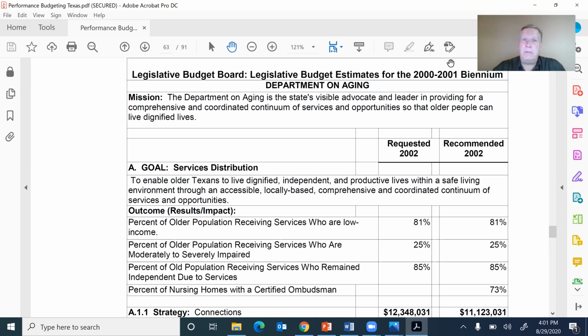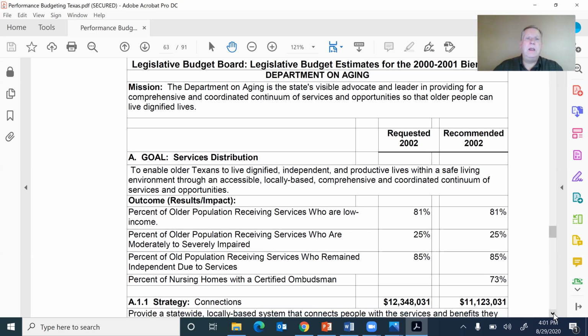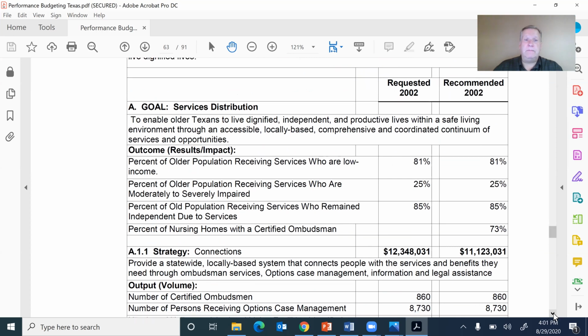Then here are the outcomes that we are trying to achieve. Percentage of older population receiving services who are low income, percentage of older population receiving services who are moderately to severely impaired, and so on. So we've established for ourselves, here are the types of things that we are trying to achieve with the money that we are spending here in the Department of Aging.